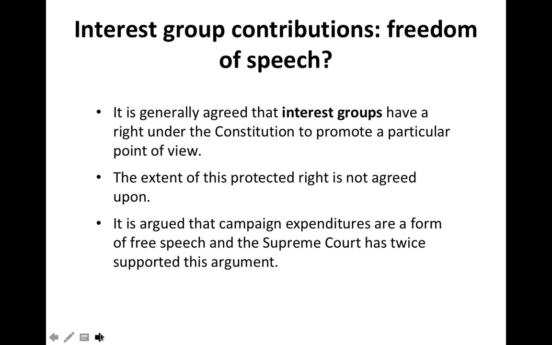It has been argued that campaign expenditures are a form of free speech because essentially you're letting your money talk. And the Supreme Court has supported this argument because if I give $1 million to the candidate who's going to be tough on crime, I'm saying I support tough on crime, right? You're showing your support by spending that money. All right, that is it on interest groups.